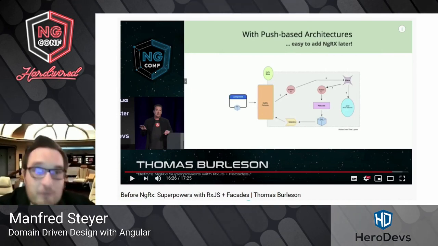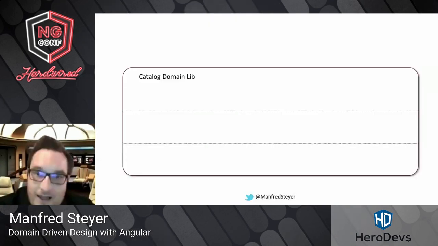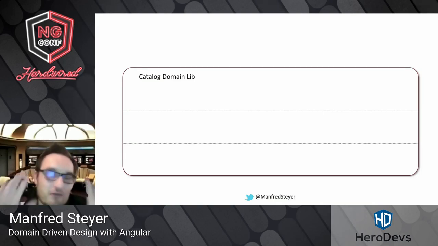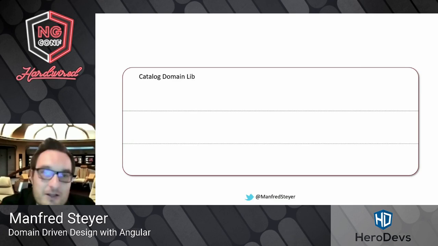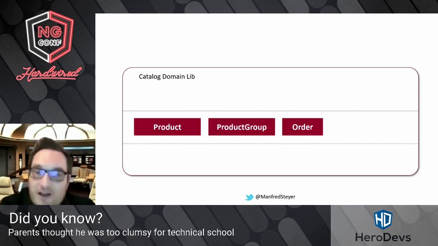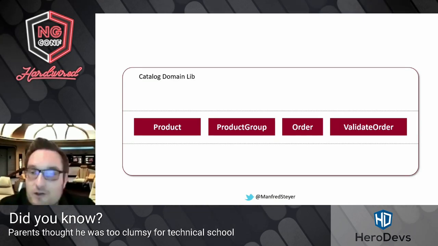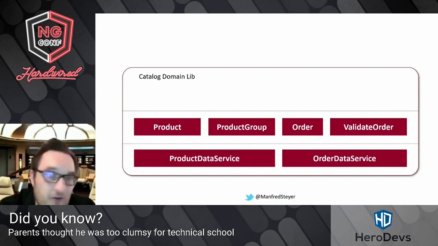You know, when it comes to Star Trek, we have the Jeffries tube. Here in Angular, we have now Burleson facades. And a Burleson facade is, at the end of the day, a simple idea which brings you a lot. Just think about your domain library. Your domain library consists of a lot of stuff, a lot of client side, let's say, models like products and orders. We have some logic in here, for instance, logic to validate an order. We have some data access services.